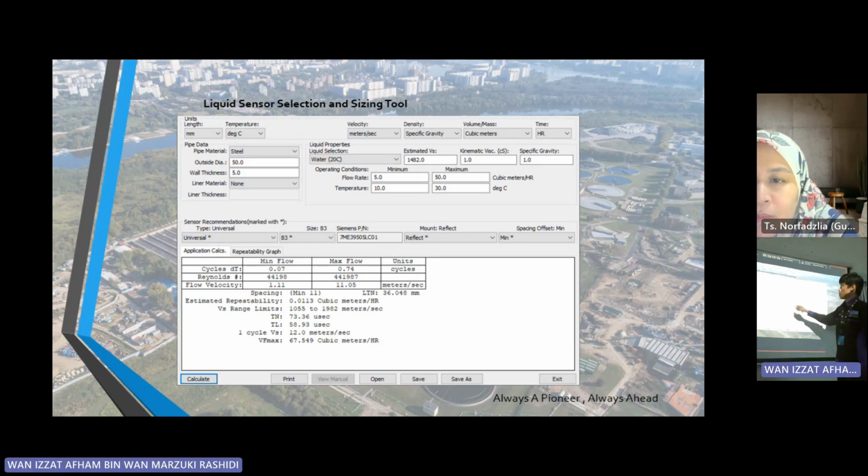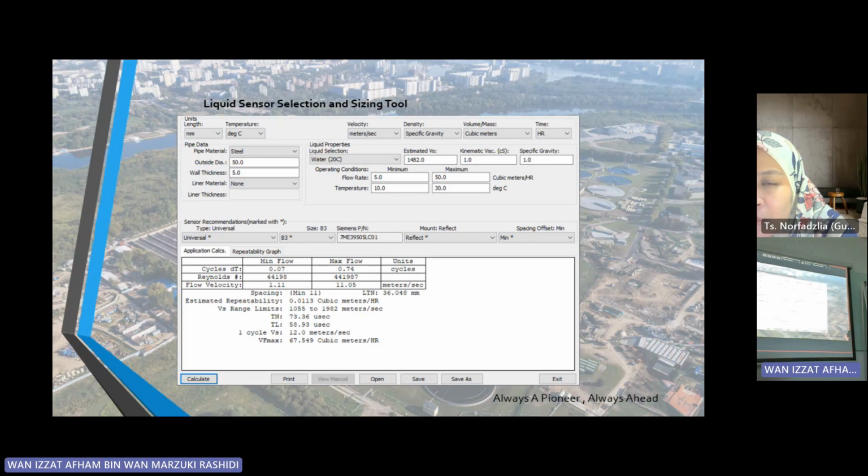Then, after we insert all the required data, if we press calculate here, the software will auto calculate and show us which type of sensor we use. In this case, it will tell us to use a universal, and then B3 is the size of the sensor, and it will also tell us the mounting type. In this one, it shows reflect.